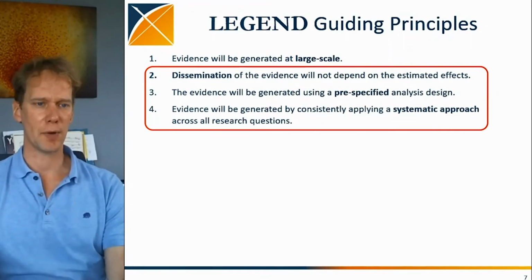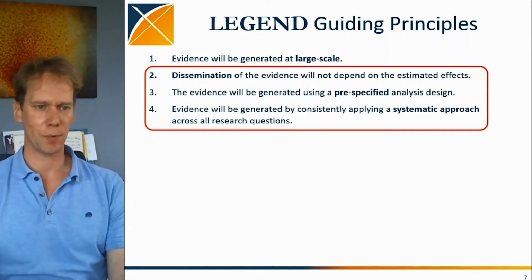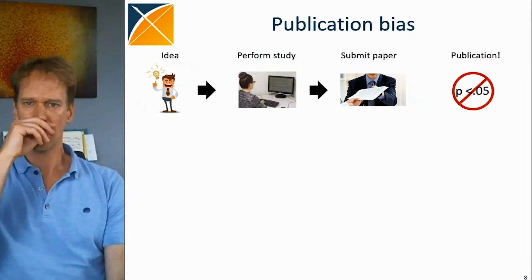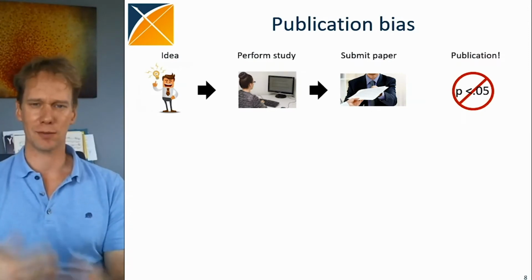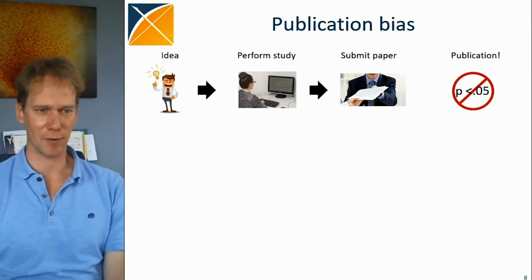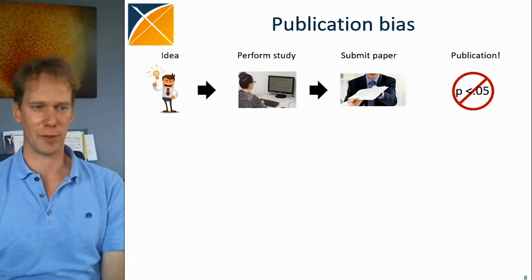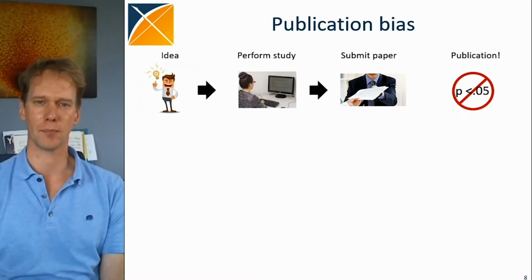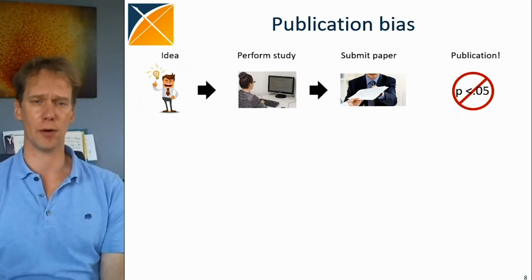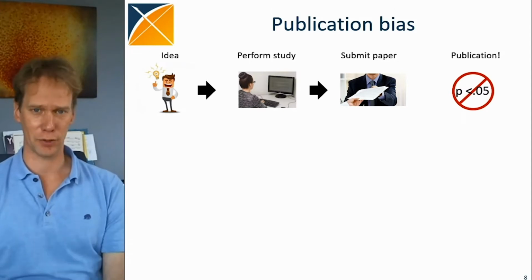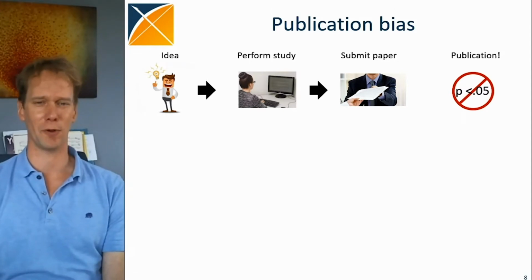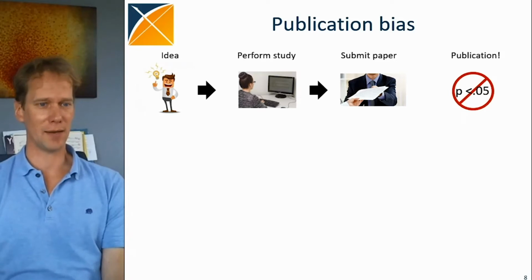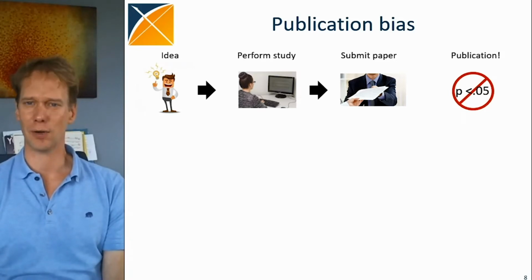Now, the reasons why we have those principles is because we want to avoid publication bias and p-hacking. And you probably have heard those terms, but let me just try and explain what that looks like in reality. So you might actually recognize this, if it happens in your surroundings. So this is how a study typically goes. You have an idea for a research question, you go to your data, you perform your analysis, and then you submit your paper to a journal.